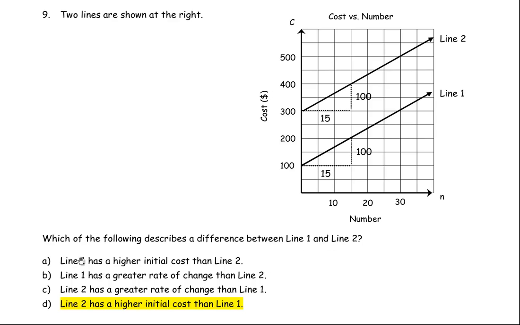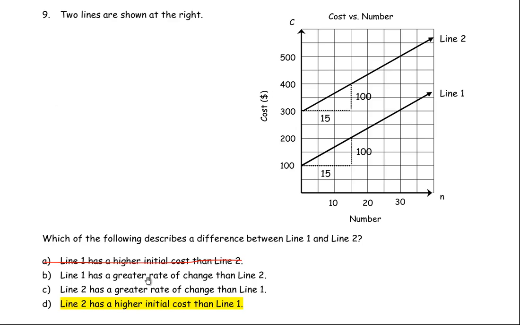Given what's here in the solution, I would start working through the options and asking, is that right or not? If it's not, cross it off and go to the next. For example, A says line 1 has a higher initial cost than line 2. Line 1 is this one here. It has an initial cost of 100. Line 2 is 300, so that is not correct. Line 2's initial value is actually higher. So we could cross off A. A cannot be correct.